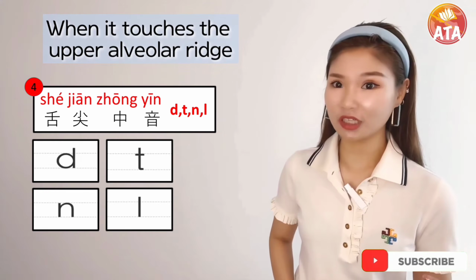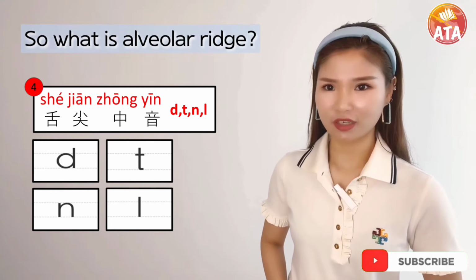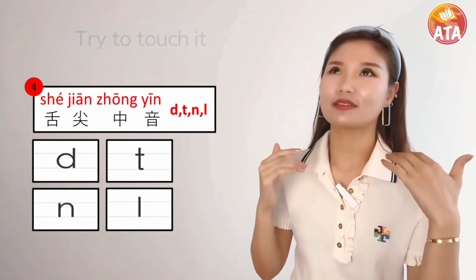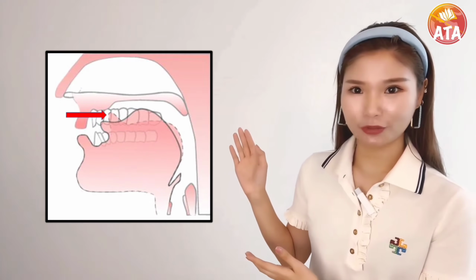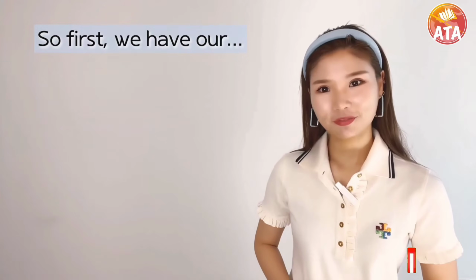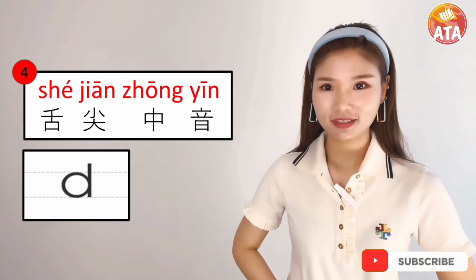upper alveolar ridge. So what is the alveolar ridge? It's the ridge behind the back of the upper teeth. Can you try to touch it? Look at that picture. It can also help you find the correct position. You got it? So first we have d.